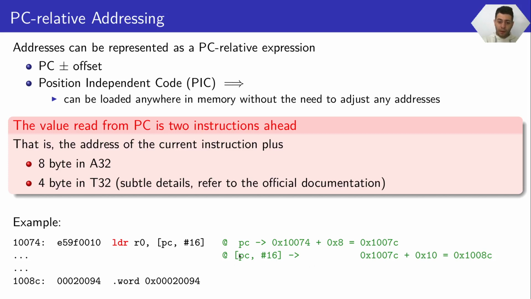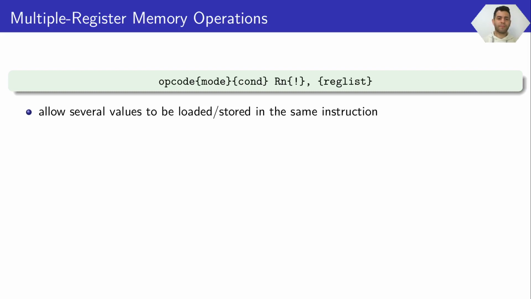Then what we are telling is, hey, take the value pointed by PC plus 16. So PC plus 16 is next, and we end up with this number, and we are going to load this value in memory. But what we have seen so far allows us to load a single word, half word or byte in one single operation. Maybe we need to load several values into memory using the same instruction.